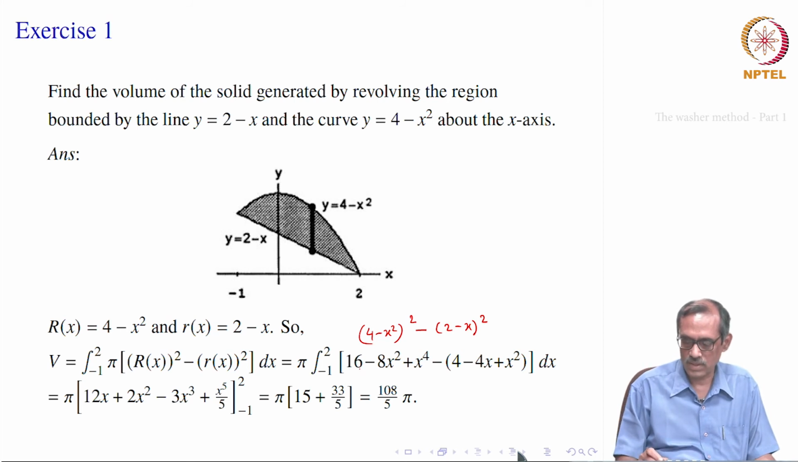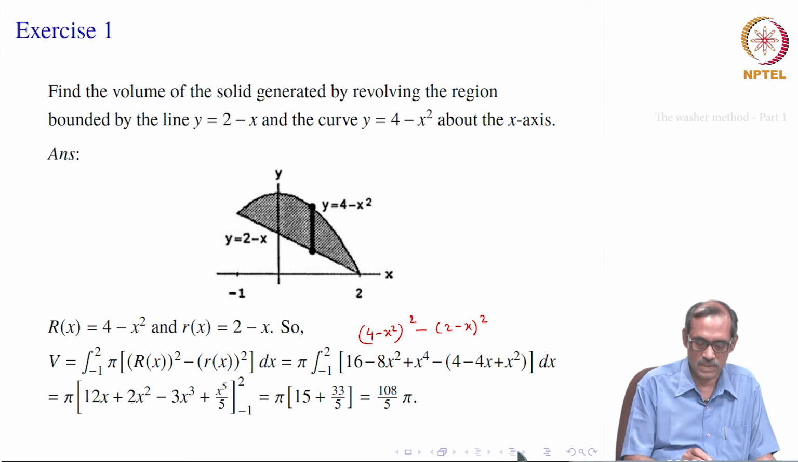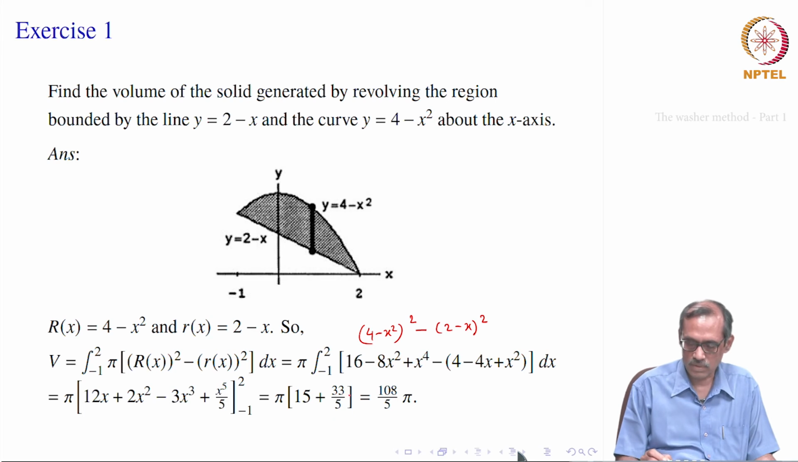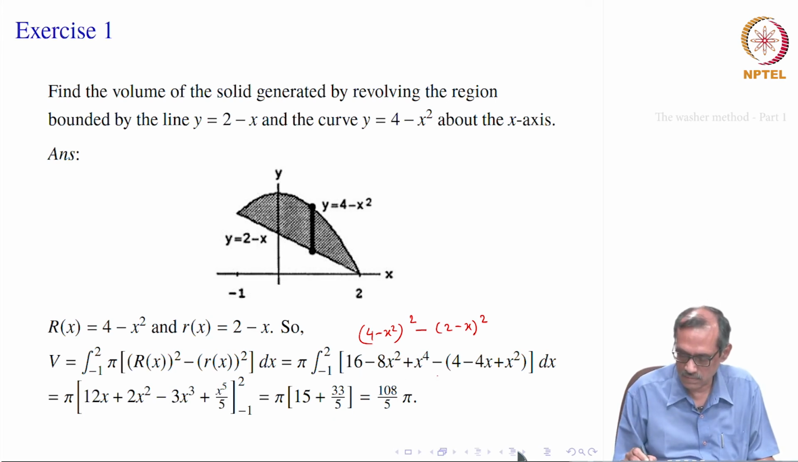So, we write this as 16 minus 8x² plus x⁴ minus 4 minus 4x plus x², that simplifies to 12 plus 4x minus 9x² plus x⁴ before integration. You can verify: 16 minus 4 is 12, and we have one x which gives 4x, and minus 8x² minus x² gives minus 9x² plus x⁴.